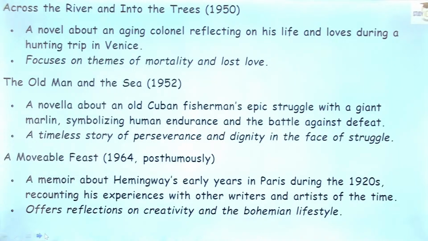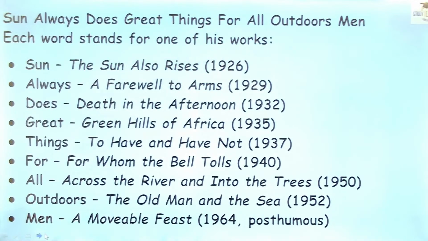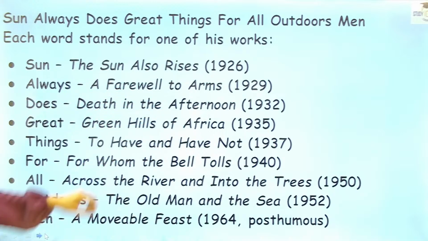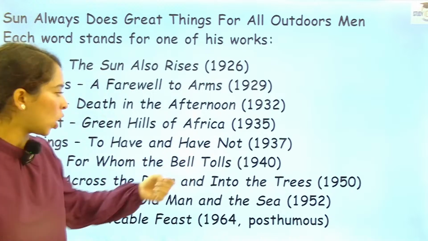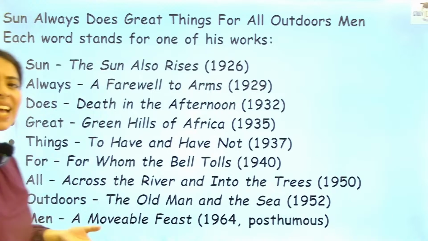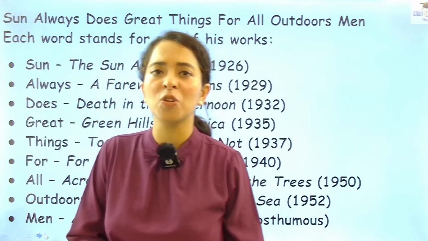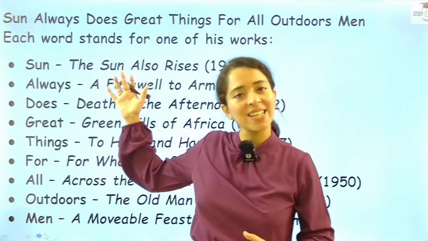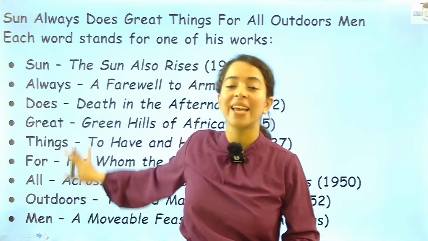Yeats. And going ahead with the mnemonic, The Sun Also Rises, A Farewell to Arms, Death in the Afternoon, Green Hills of Africa, To Have and Have Not, For Whom the Bell Tolls, Across the River and Into the Trees, The Old Man and the Sea, and A Movable Feast. Okay, and the mnemonic is, Sun always does great things for all outdoors men. Yes, sun always does great things for all outdoor men. Vitamin D देता है, right? हम लोगों को. Okay, so you can remember this sentence and you can never forget any of these works.